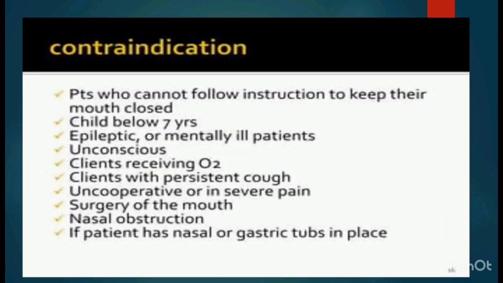So what are the contraindications for taking oral temperature? Patients who cannot follow instructions to keep their mouth closed. Children below 7 years, we cannot take an oral temperature. Epileptic or mentally ill patients, unconscious patients, clients receiving oxygen therapy, clients with persistent cough, uncooperative or in severe pain. Surgery of the mouth, nasal obstruction. If the patient has a nasal or gastric tube in place, we cannot take an oral temperature.